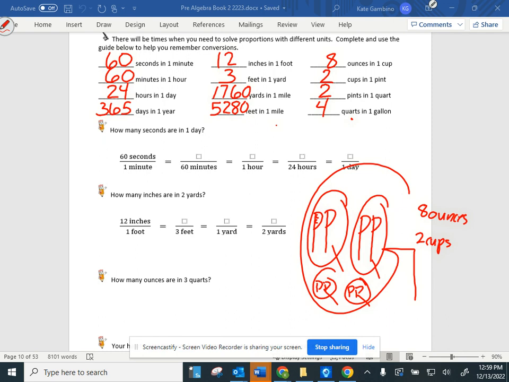Don't just rely on, I'll remember it, because how easy is it to forget? And to be like, was it 2 or was it 4? 2, 4, 2, 4. We shouldn't be guessing on the test.